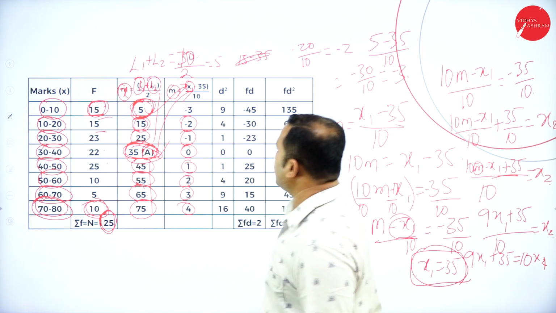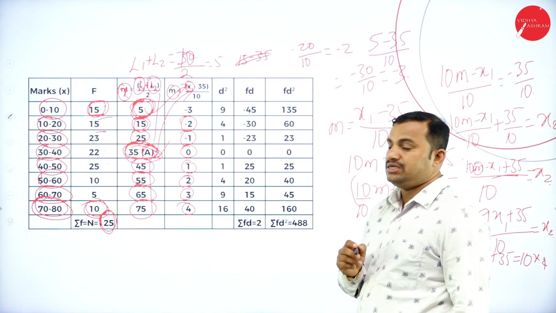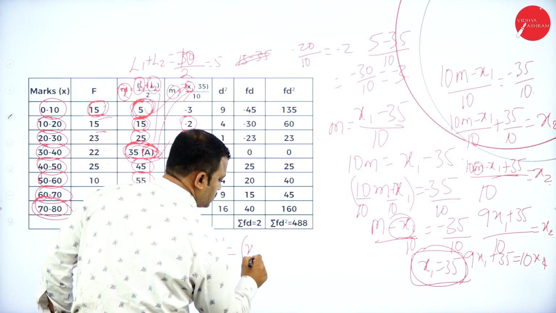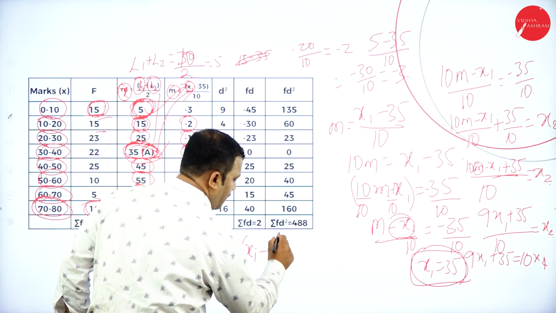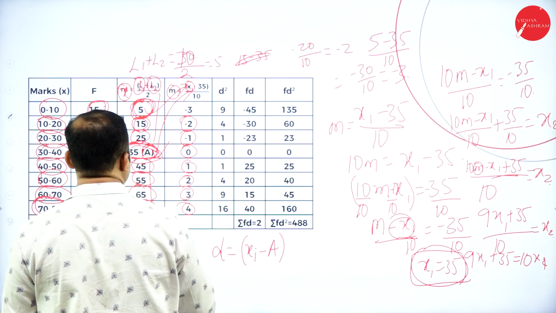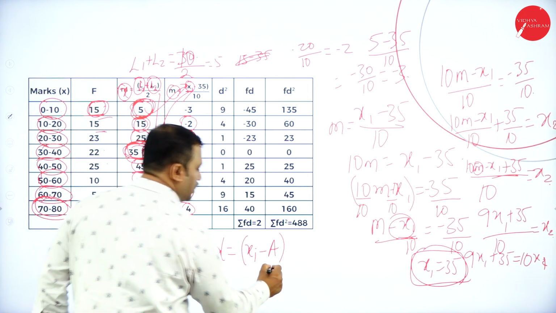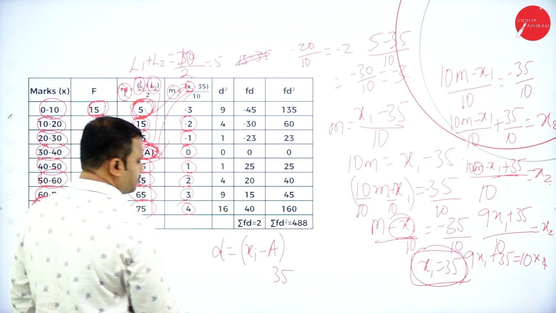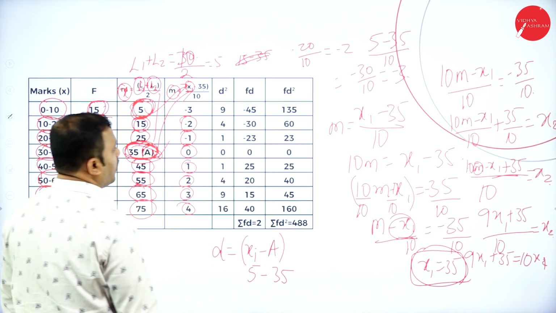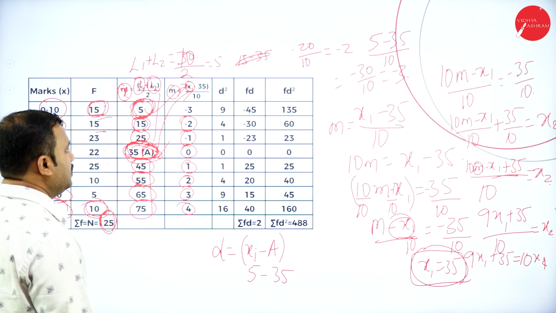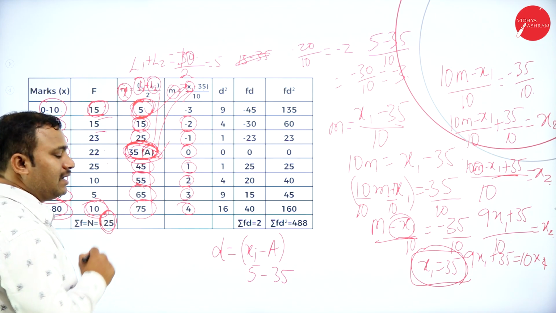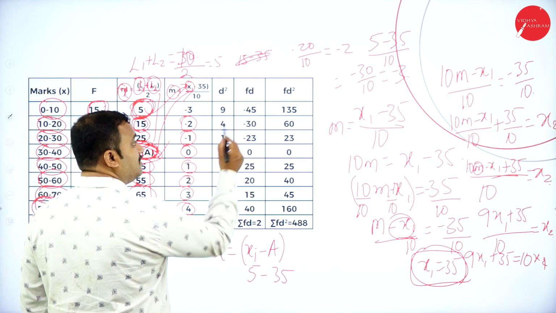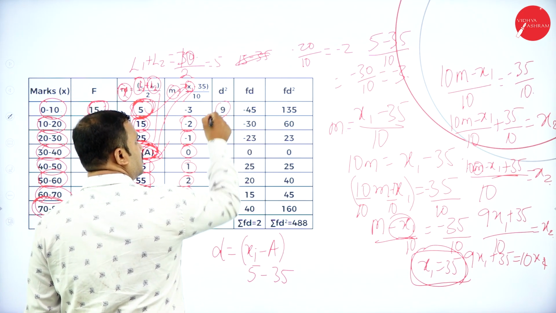Now, d square. How can I find out the value of d square? The formula is d is equal to xi minus a. This is the assumed value. What is the value of assumed value? That is 35. What is the value of xi? That is this one, 5. 5 minus 35 is equal to 30. 30 divided by n. What is the value of n? That gives me the value of 3. 3 square is 9.